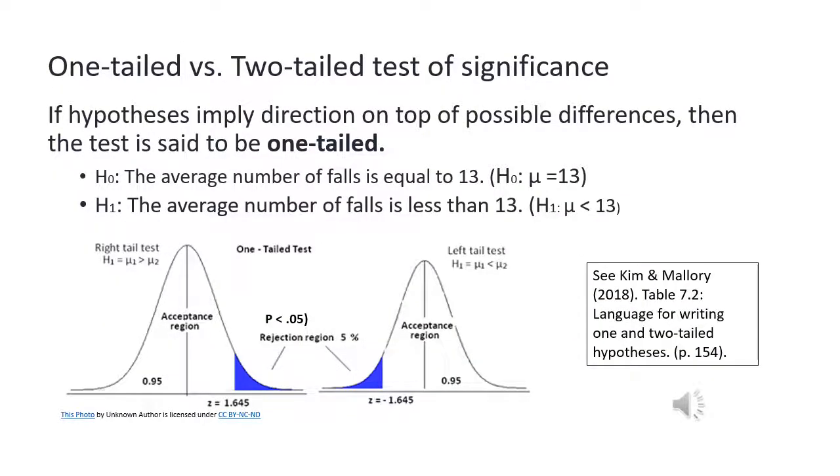So now let's talk about one-tailed tests of significance. If the hypotheses imply direction on top of possible differences, then the test is said to be one-tailed. You can have a right-tailed test or a left-tailed test, depending on your hypotheses. So if your null hypothesis is the average number of falls is equal to 13, and your alternative hypothesis is the average number of falls is less than 13, this is directional, so you need to do a one-tailed test. Kim and Mallory on page 154, table 7.2, have some language for writing one- and two-tailed hypotheses that I think you will find very useful.